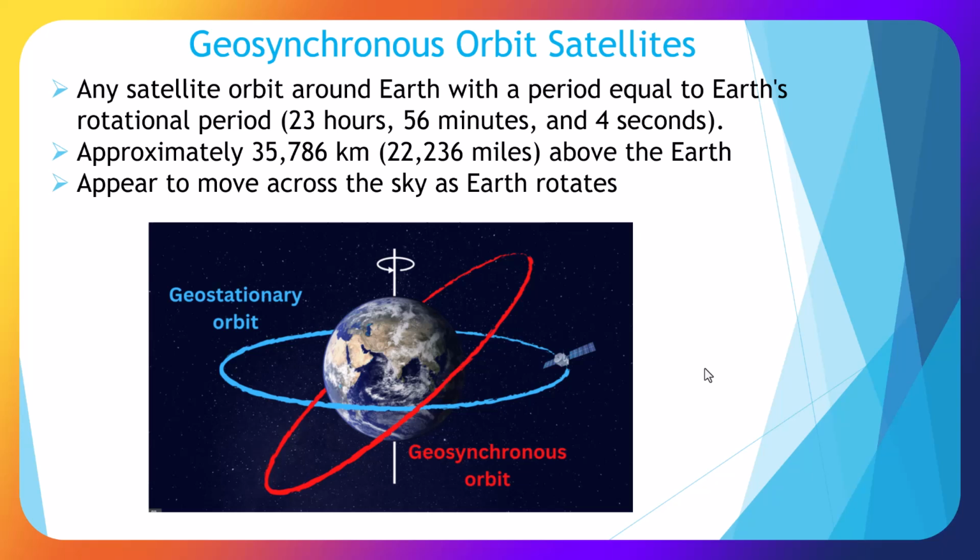Okay, here's a geosynchronous path, and this is in red. It's a satellite around the Earth with a period equal to the Earth's rotational period, around 23 hours, 56 minutes and 4 seconds. It's approximately 22,236 miles above the Earth, and appears to move across the sky as the Earth rotates.